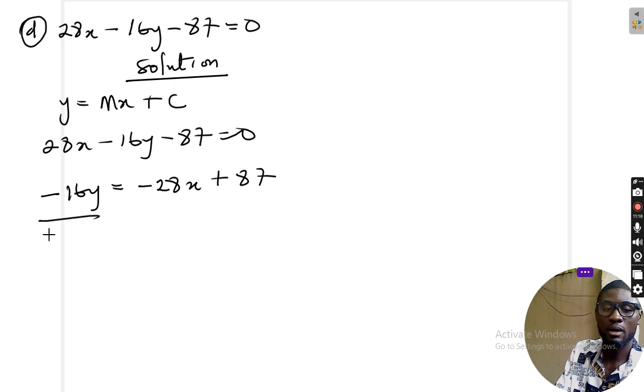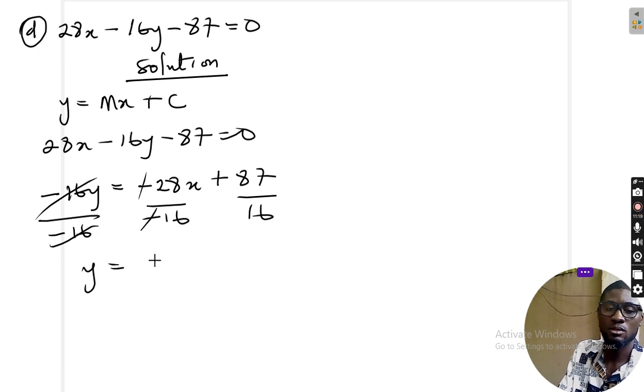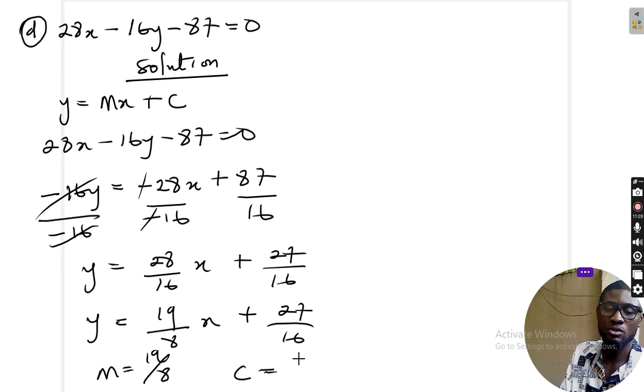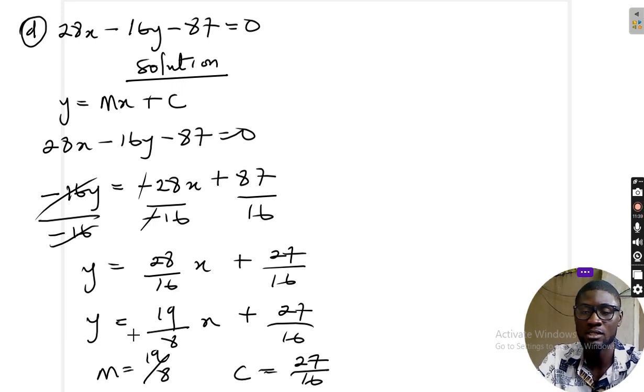So divide all through by minus 16. The minus cancels the minus. So this is 28 divided by 16x plus 87 all over 16. You may choose to reduce to the lowest term by dividing this part by 2. So y equals 19 all over 8x plus 27 all over 16. So that m is equal to 19 over 8 and our c is equal to 27 all over 16. So m is the gradient, and c is the intercept.